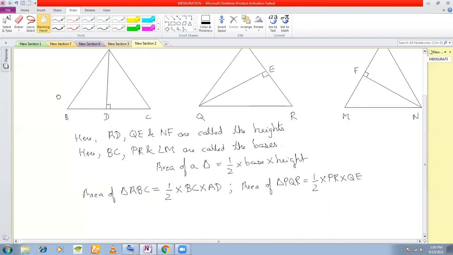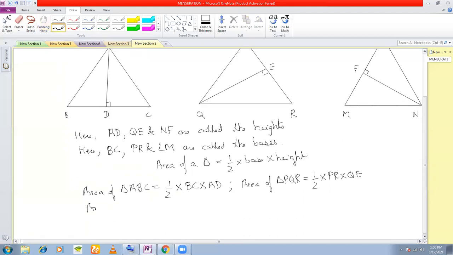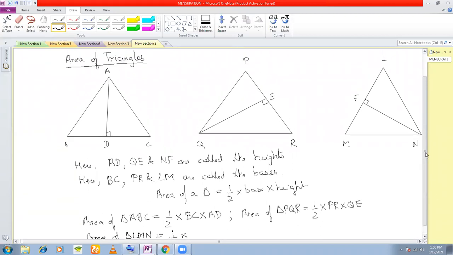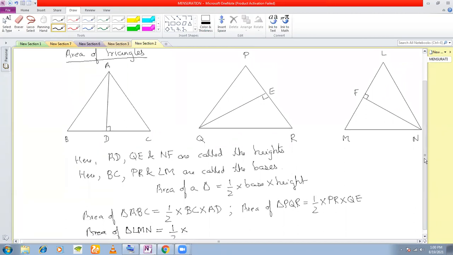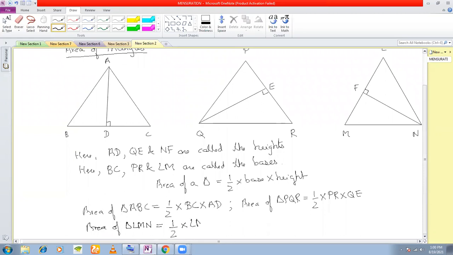Right? If I want to find out the area of triangle LMN, what is the base? If you see, LM is the base. And what is the height? NF is the height. So half into LM into NF. Okay. Same formula, half into base into height, I have applied, but the base and height are changing. Okay. So you have to keep that in mind. Fine.